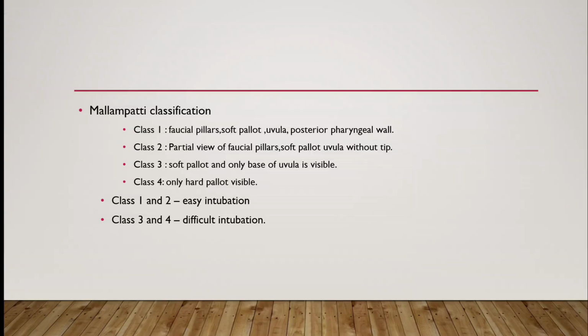Next one is Mallampati classification. For Mallampati classification, in class 1, faucial pillars, soft palate, uvula, posterior pharyngeal wall are visible. In class 2, partial view of faucial pillars, soft palate, uvula without tip. In class 3, soft palate and only base of uvula is visible. In class 4, only hard palate is visible. Class 1 and 2 represent easy intubation, but class 3 and class 4 represent difficult intubation.